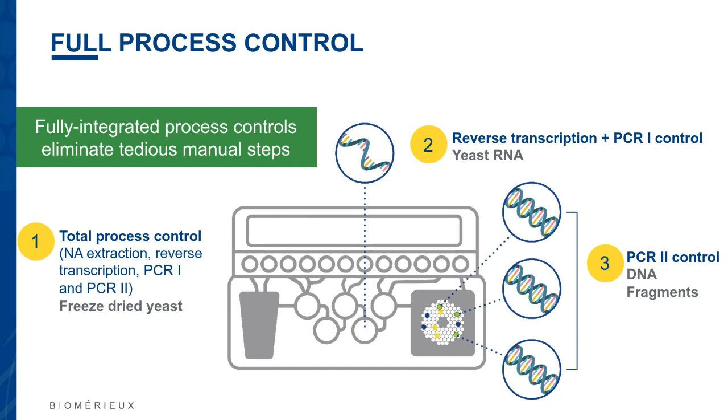In addition, we have a fully integrated process control, eliminating all these tedious manual steps in which you manually add all the different controls. So we have a freeze-dried yeast at the beginning that is part of the full assay, which allows us to check the nucleic acid extraction, the reverse transcription, the PCR1 and the PCR2, right?